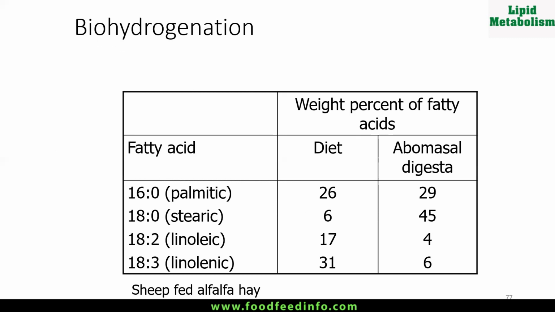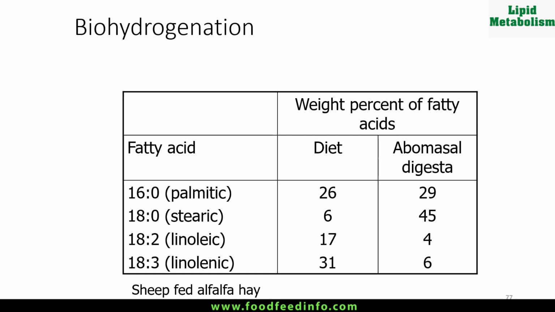Here you can see the biohydrogenation process. There are different fatty acids like palmitic, stearic, linoleic, and linolenic. 8% of the fatty acids, if the diet contains 26, then the abomasal digesta contains 29. If stearic is 6% in the diet, in the abomasal digesta it's 45%, and if the diet contains 17% linoleic and 31% linolenic, in the abomasal digesta there is only 4 and 6%.